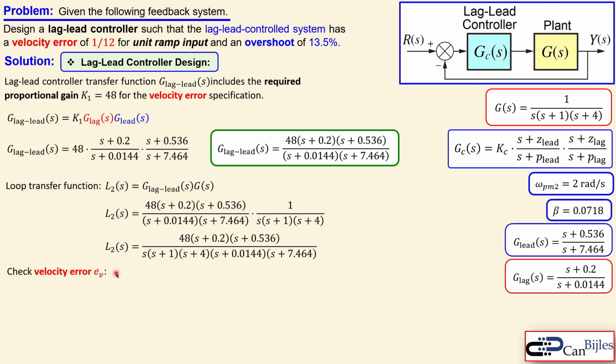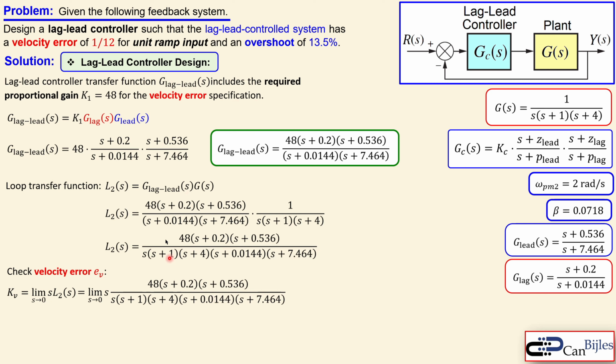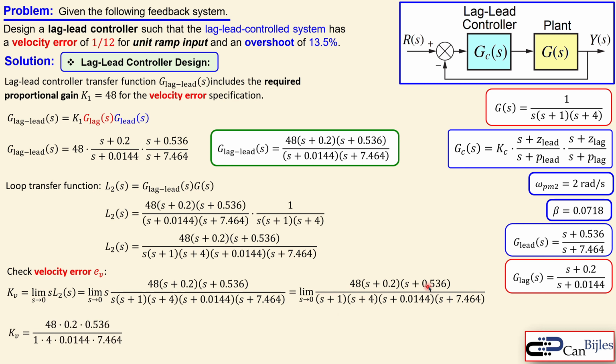Now, for the velocity error calculations Ev, we need to calculate again the velocity error constant, which is Kv. And now for this L2, when you substitute the expression for the L2 here, and also divide out this s first, and now equate the s to 0, or approach that to 0, you will get 48 times 0.2 times 0.536, which is shown here in the numerator, and then 1 times 4 times 0.0144 times 7.464. That's all shown here, and that will give you approximately 11.97.